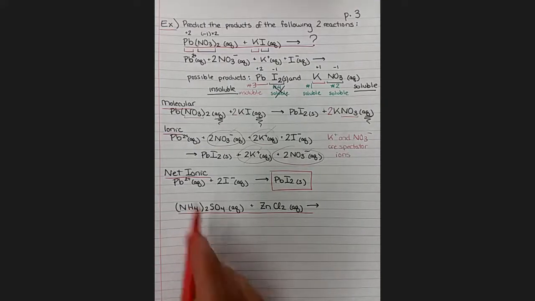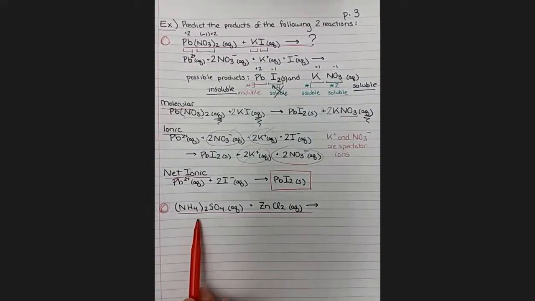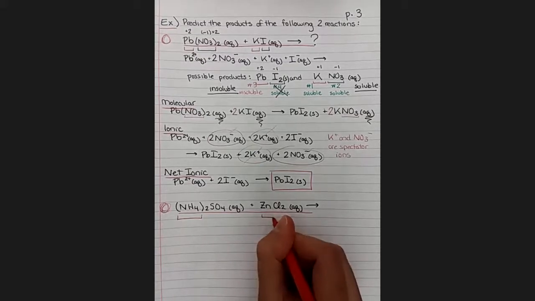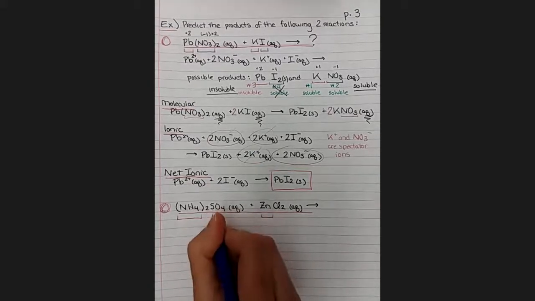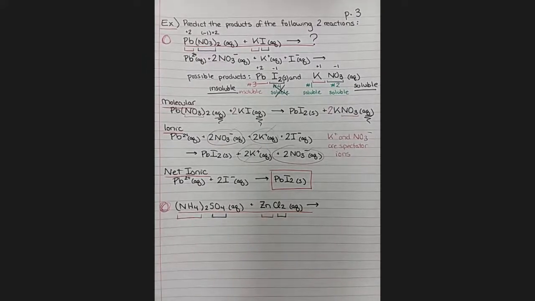All right, there is another equation. It's kind of hard to see now that I've written a whole bunch of stuff, but this is our second example. Second example is ammonium sulfate plus zinc chloride. So same deal. We identify our cations and our anions. So ammonium is a cation, zinc is a cation, sulfate is an anion, and chloride is an anion.